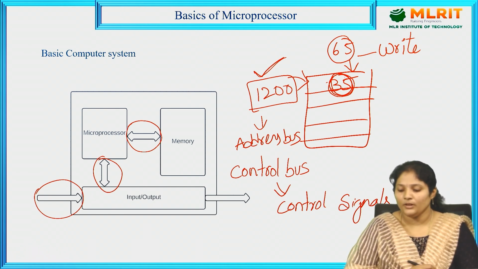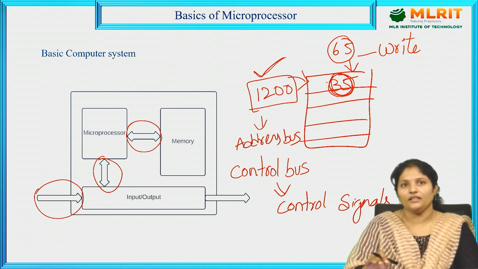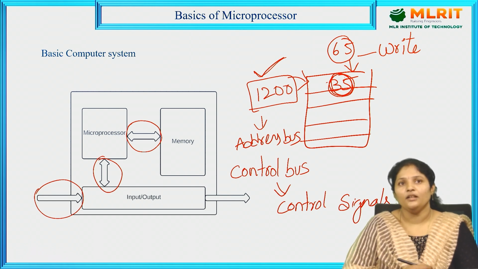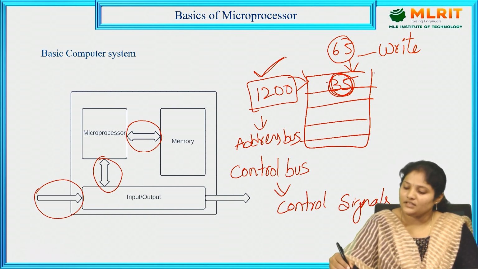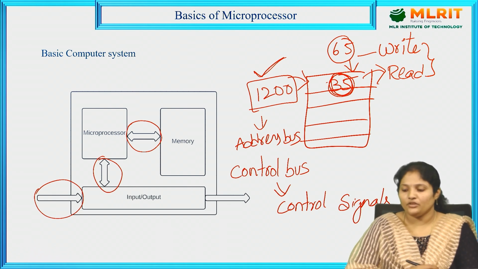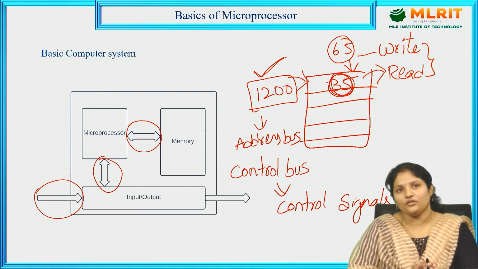If the microprocessor wants to know what is the data present in that particular 1200 location, to fetch that data, the microprocessor will read it. So what will it be doing? The microprocessor is reading the data which is present in that particular memory location. So getting the data from the memory is represented as the read operation. These two are the basic control operations. The microprocessor will perform humongous control operations, but out of those, these two are basic operations.